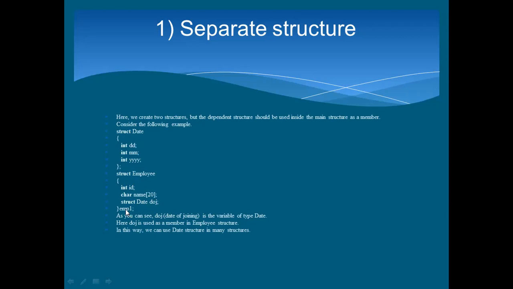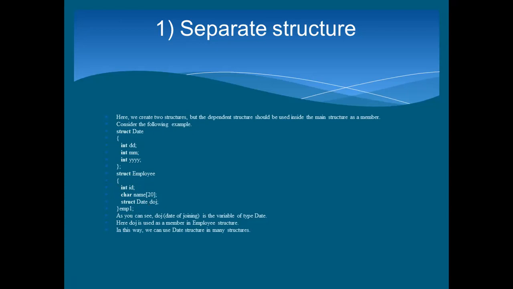Now here I'm going to create EMP1. EMP1 is a variable of type employee. In this employee, I'm going to use one structure variable. So within the structure employee, I'm going to use another structure variable, and it is called a nested structure.